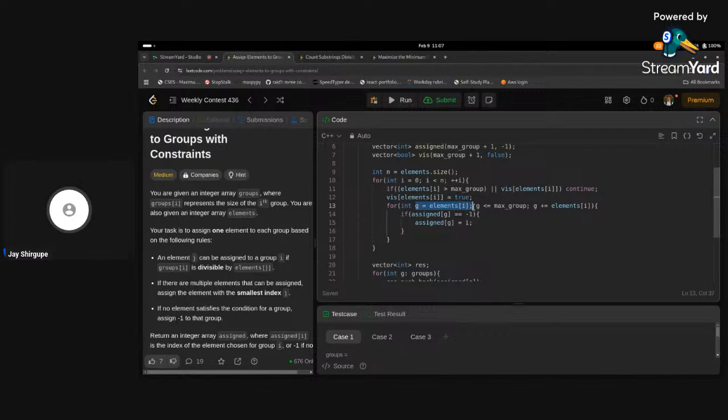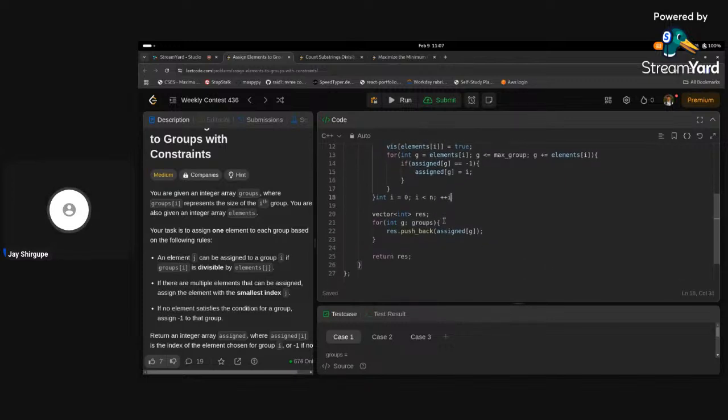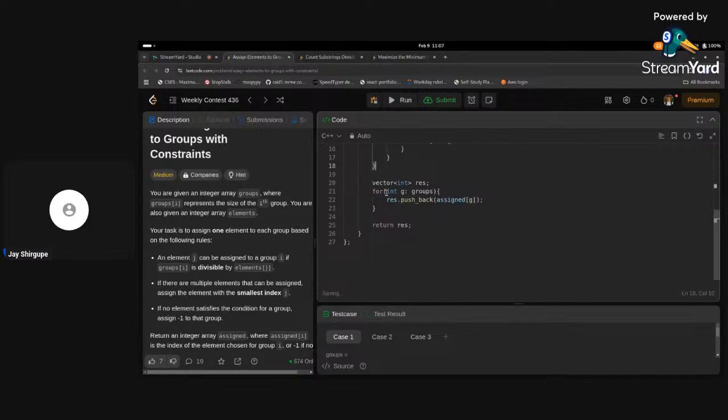Then iterate over all the group sizes which are multiples of the element. Start with the element as group size, up to max group size, and add element of I to this group size. If this group size is not assigned, then you can assign it with the current index. And since we are iterating from index 0 to n minus 1, we are getting it in increasing order, so we are always assigning the minimum possible index. And finally, you calculate the result vector. So basically, you iterate over all group sizes in group, insert the assigned index for this group size into your result array, and return the result array.